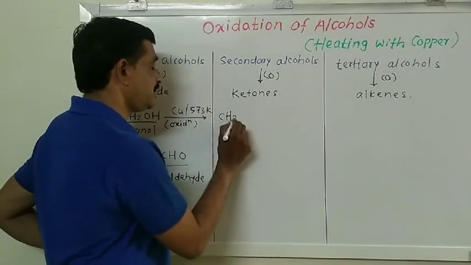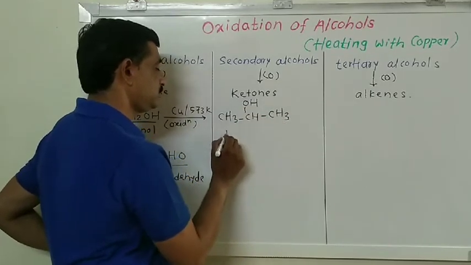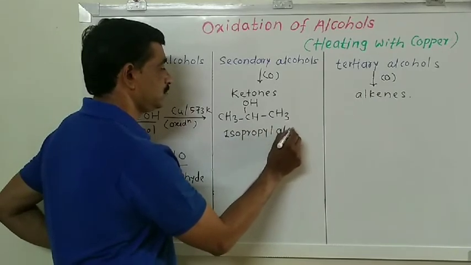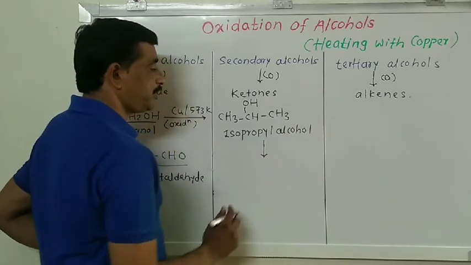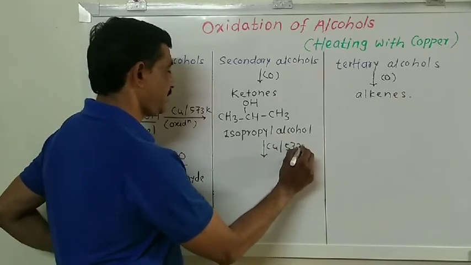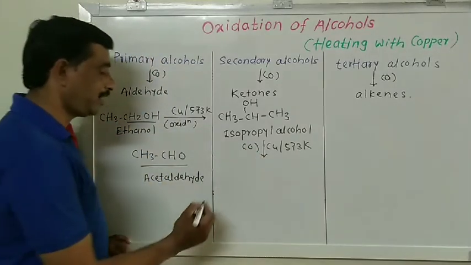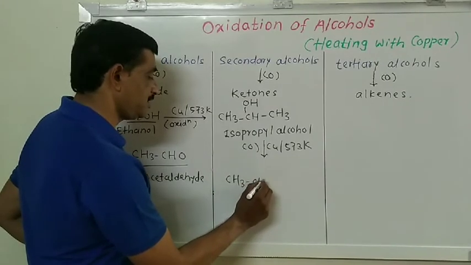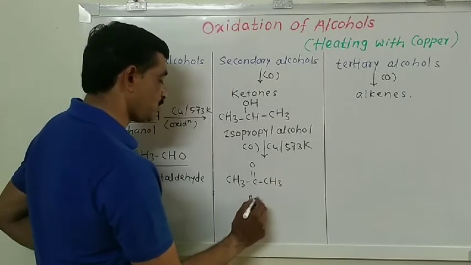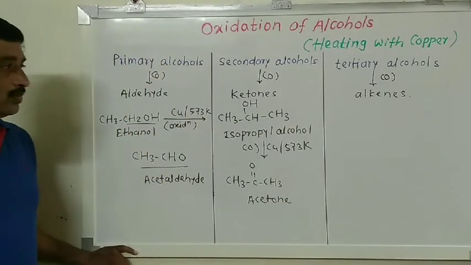Similarly, when you consider a secondary alcohol such as isopropyl alcohol, when the vapors of isopropyl alcohol are passed over copper at 573 Kelvin, it also undergoes oxidation and gives the compound CH3-C(=O)-CH3, that is acetone, or dimethyl ketone, also known as propanone.